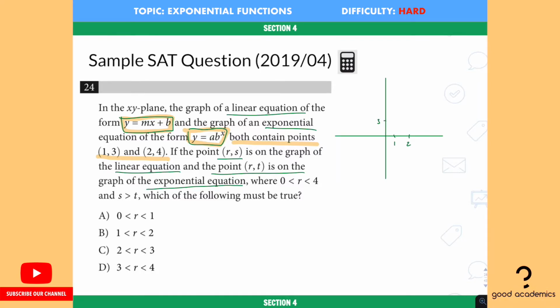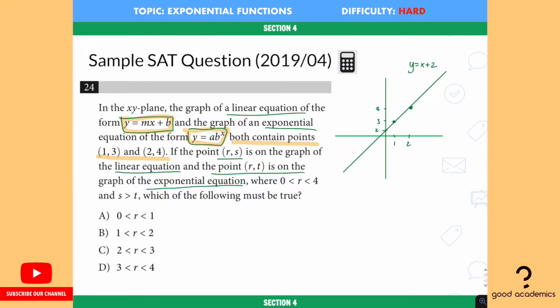So you got a 3 right here, you got a 4 right here, so (1, 3) is here, (2, 4) is here. You can actually draw a graph to show you that that is the equation. As you can see, the line has a slope of 1. So if you want to find the equation, just based on these two points, you can already tell that the equation of the line is y equals x plus 2.